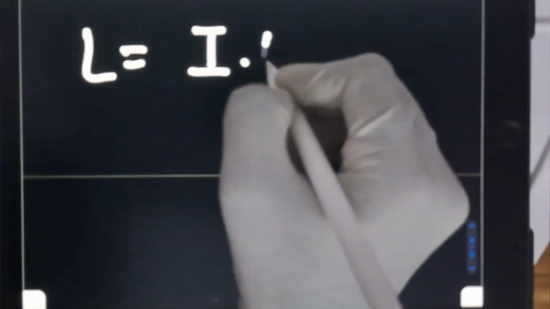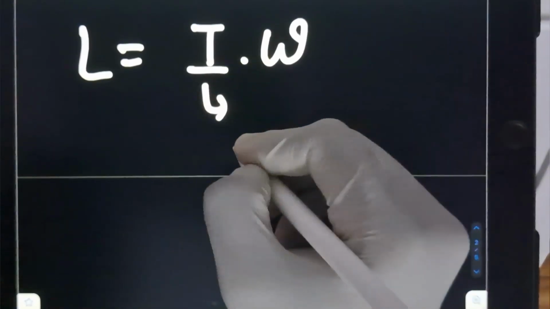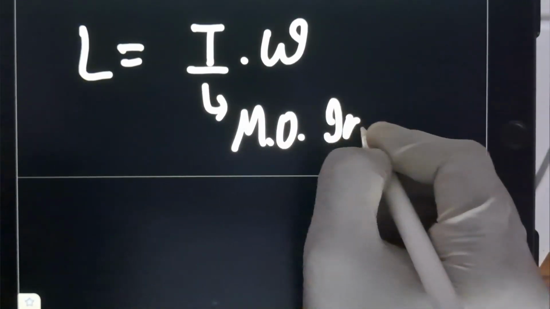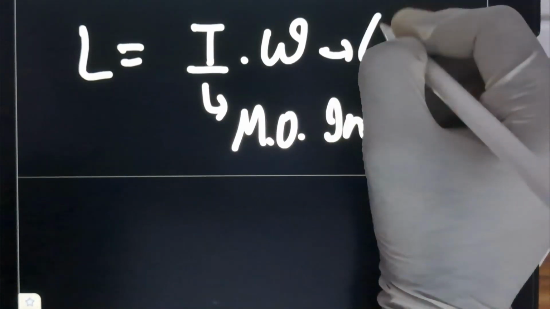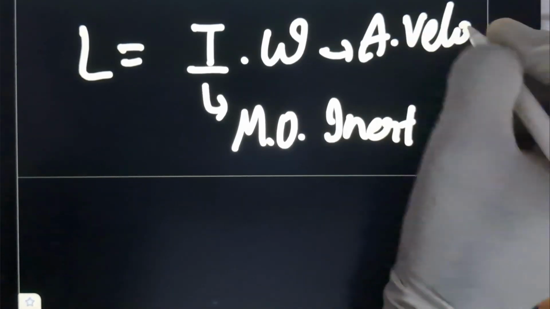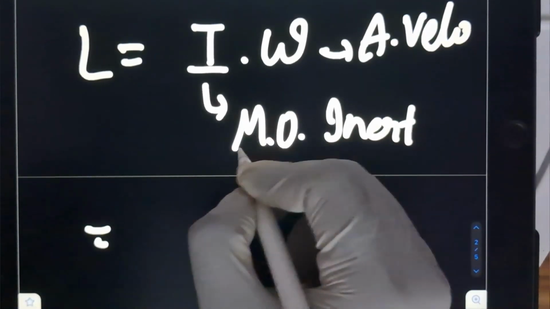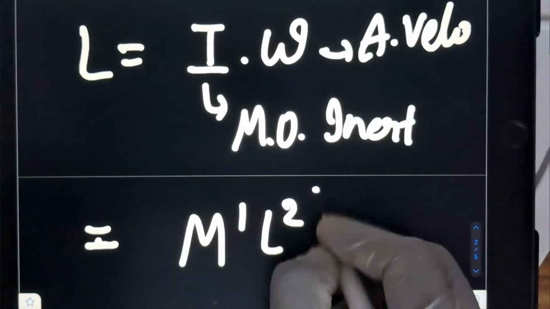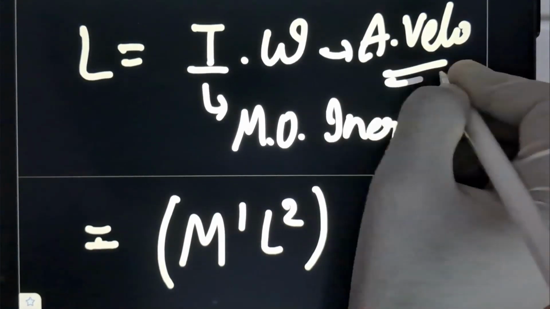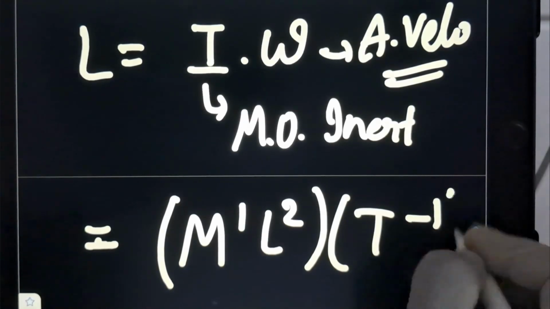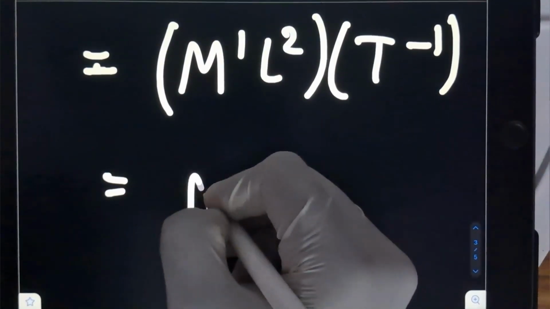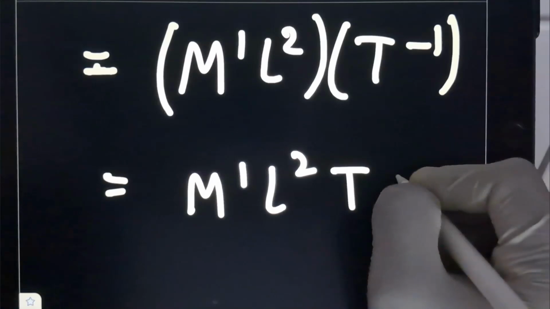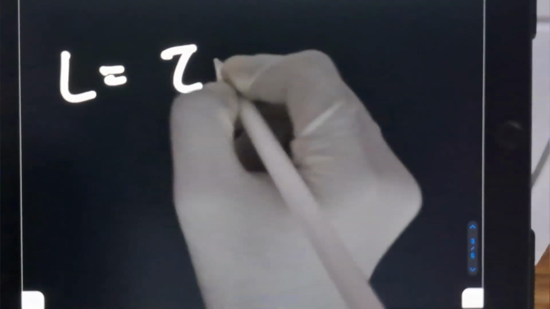Let's see by using the other formula. L is equal to I into omega. Here I represents moment of inertia and omega represents angular velocity. The dimensional formula of moment of inertia is M power 1 L power 2 and angular velocity is T power minus 1. So by using this formula also we can get angular impulse M power 1 L power 2 T power minus 1. Let's try using the other formula.